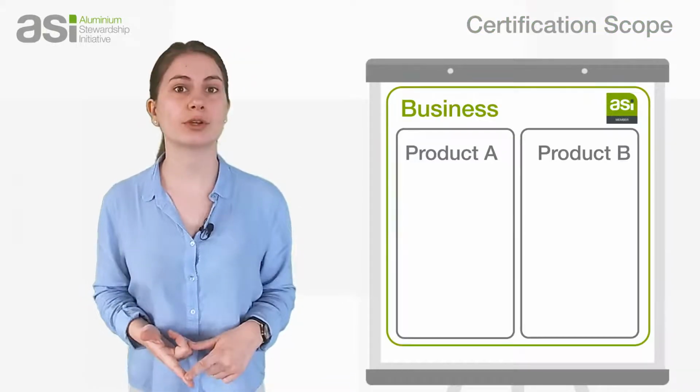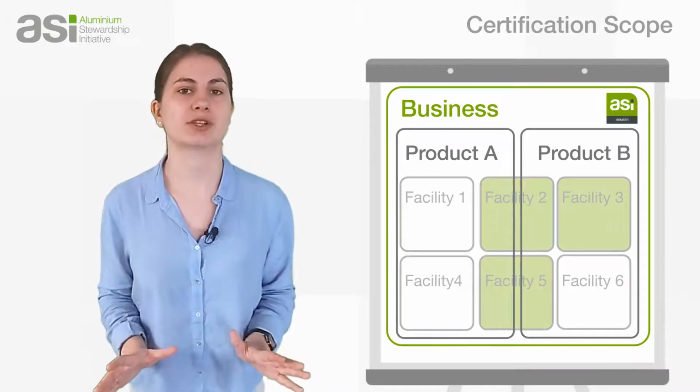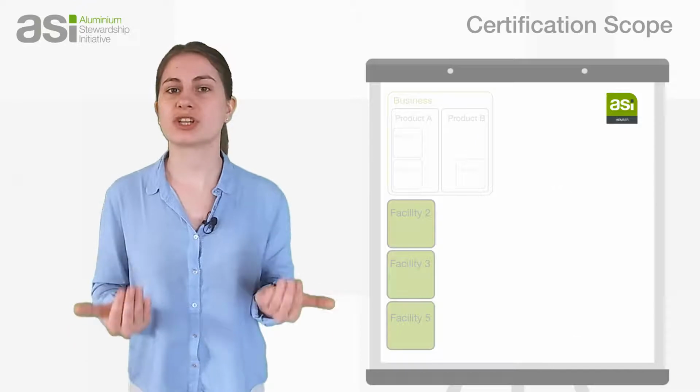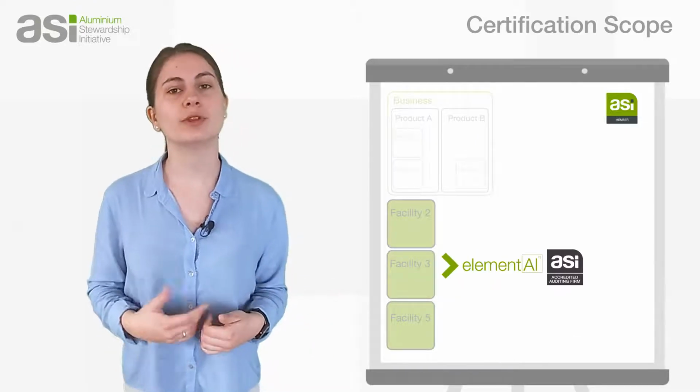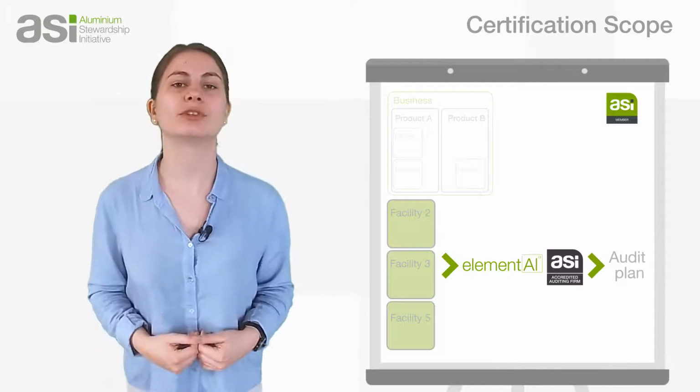The certification scope is defined by the member and sets out which parts of its business, products and/or facilities will be covered by the ASI certification. The member then shares this and other information with its auditor via Elemental, who will review it and develop an audit plan accordingly.